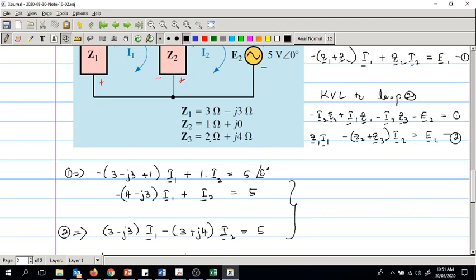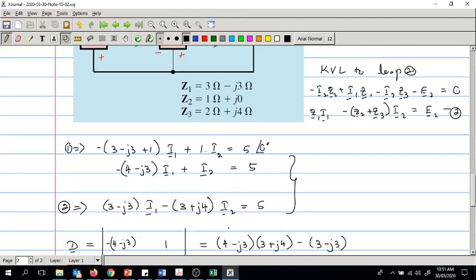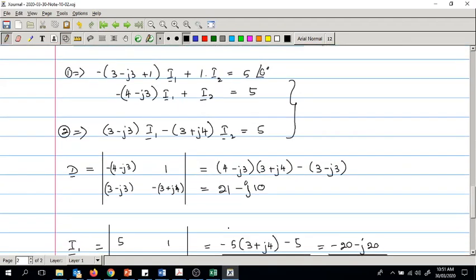Have I done a mistake there? No, I guess not. This is I2, this is I2. So that's 3 plus J4. It's also correct. So what has gone wrong here? Let me check. So this is 1, this is 3 minus, let me enter the values again. So minus and minus, 4 minus 3J, 3 plus 4J, minus 3 minus 3J.